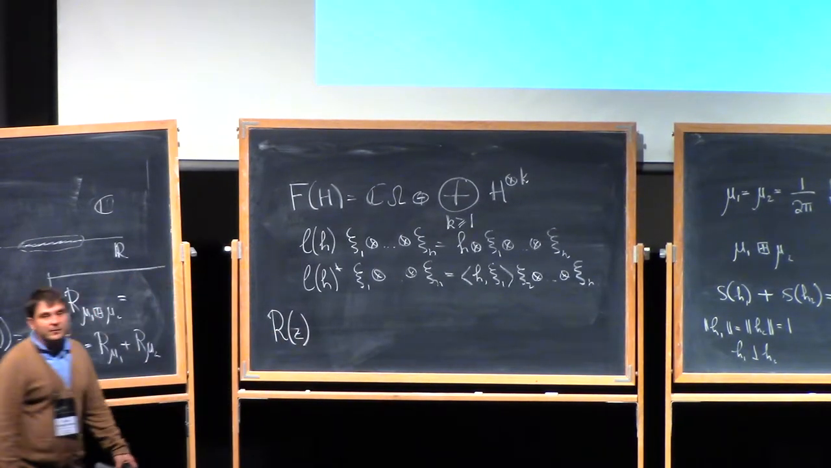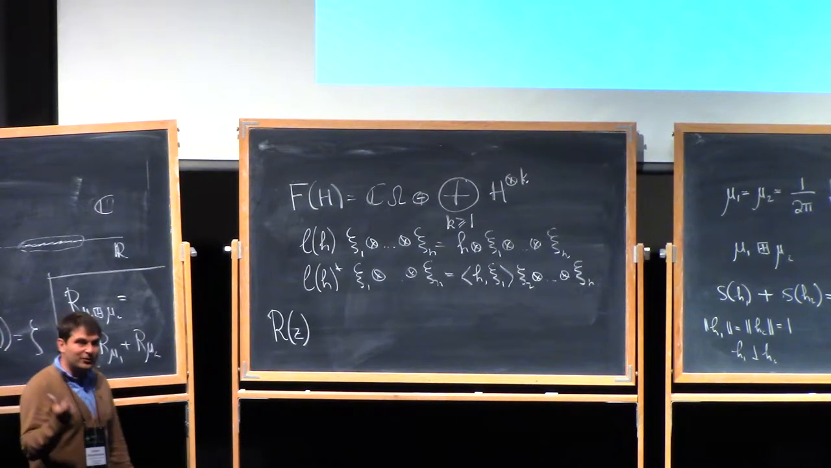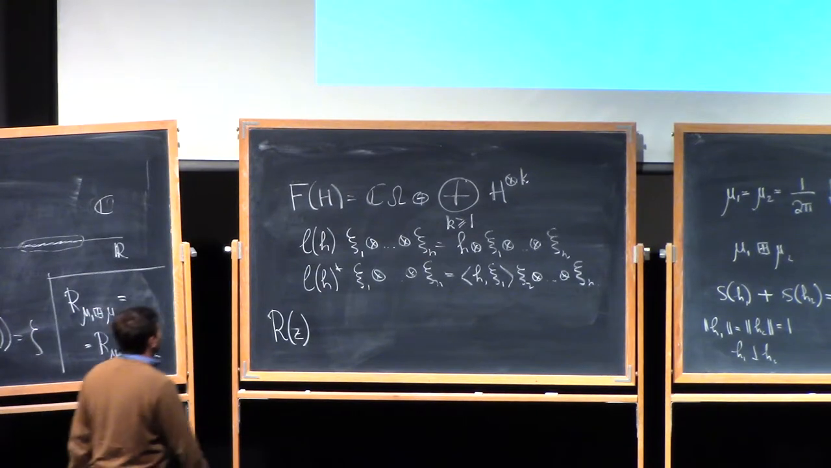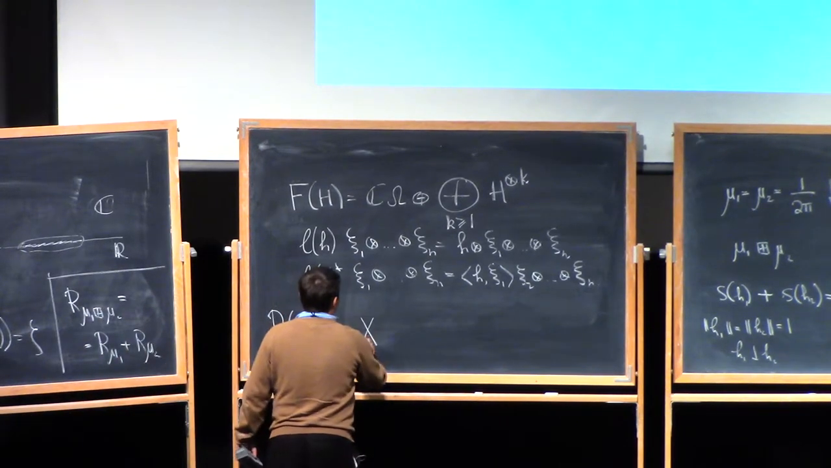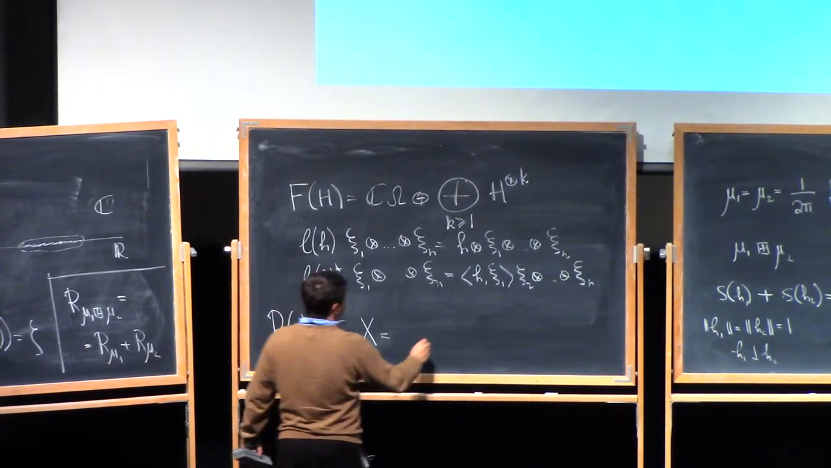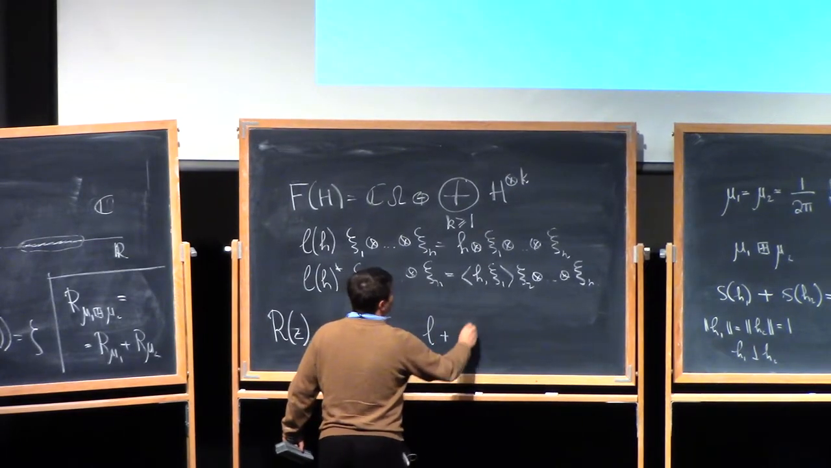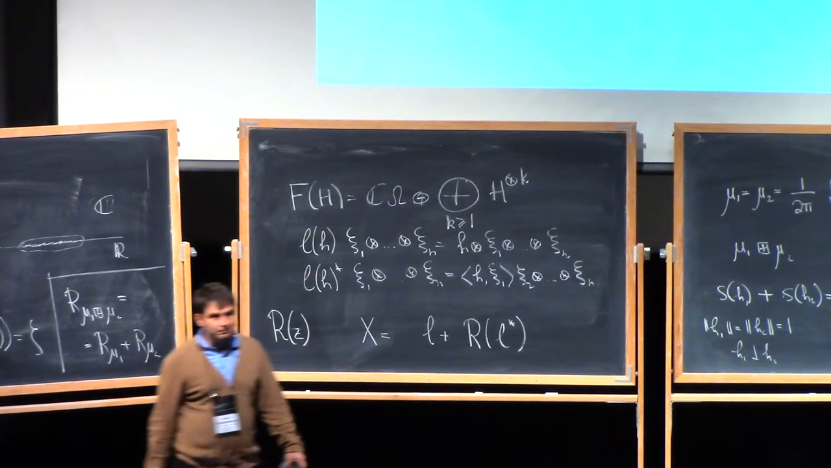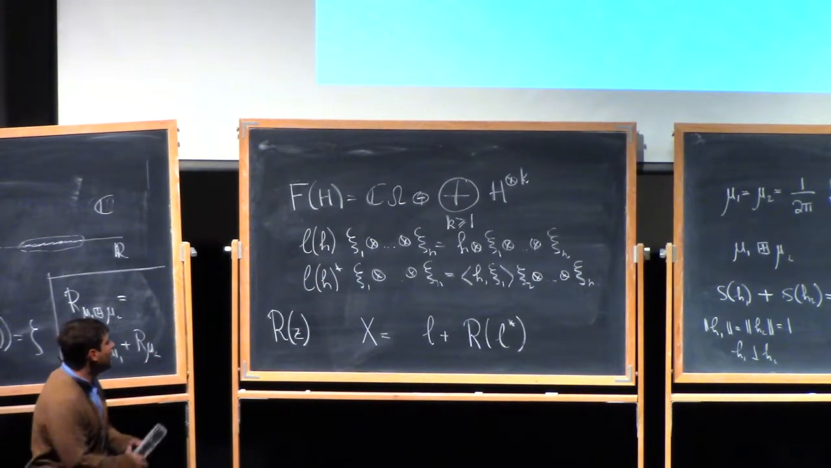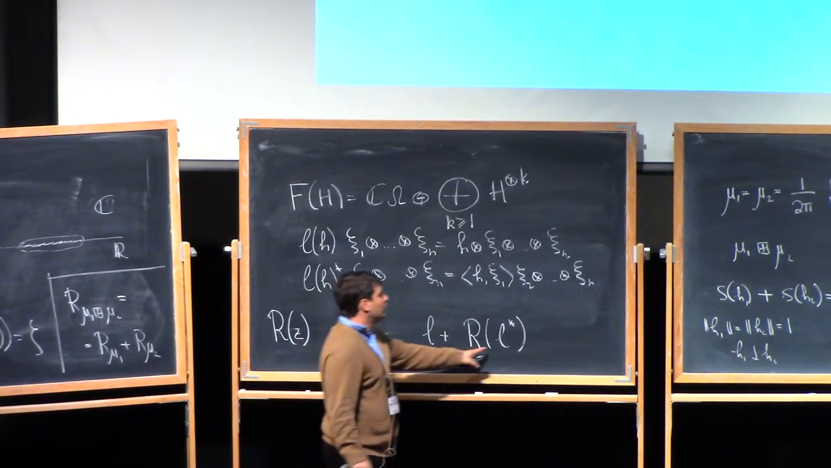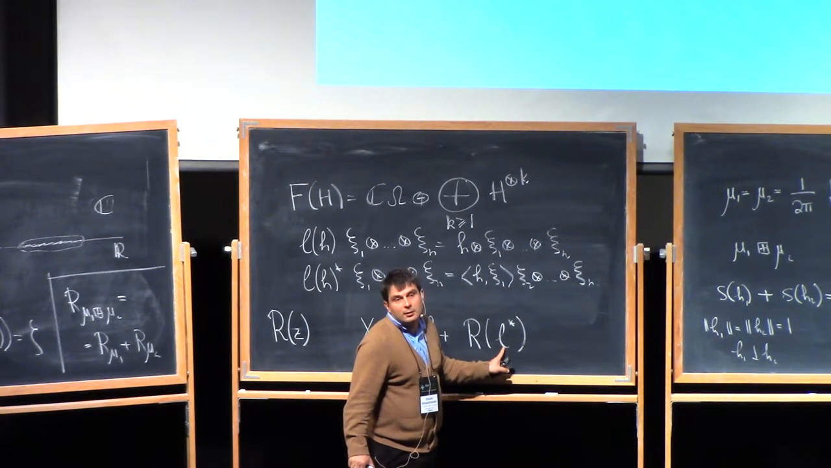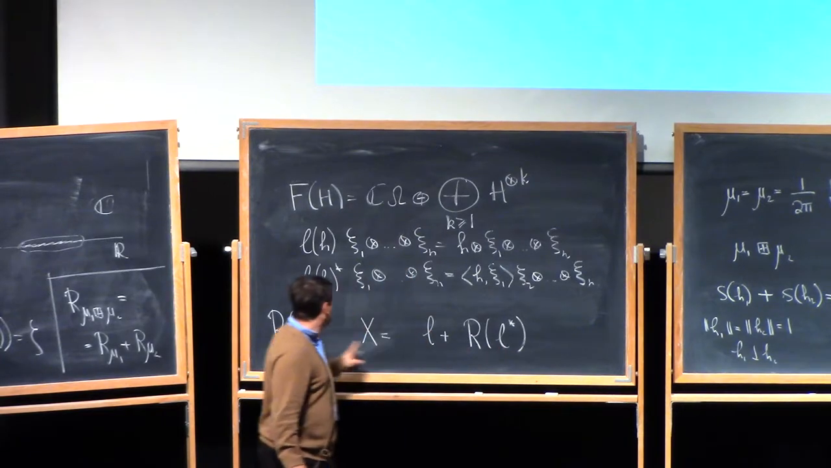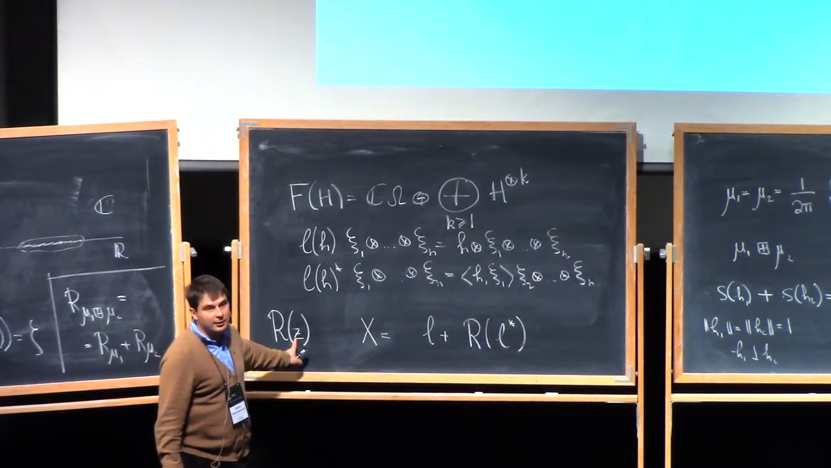Now that's an analytic function. It's defined for Z sufficiently small. And so what I will do is I will look at a variable X, and the variable I will write down will be essentially L plus R of L star. Now I have every right to apply R to any operator as long as that operator in norm is less than whatever R is defined on, because R is an analytic function.